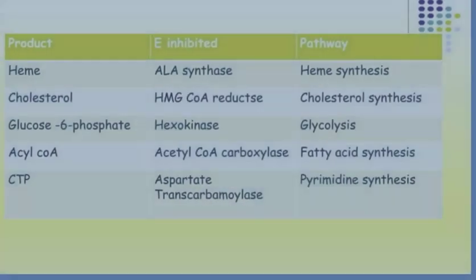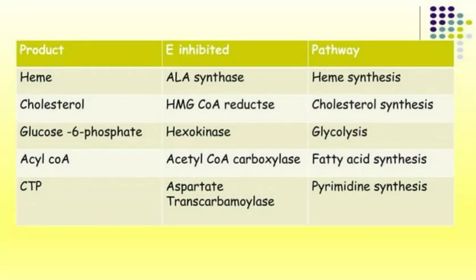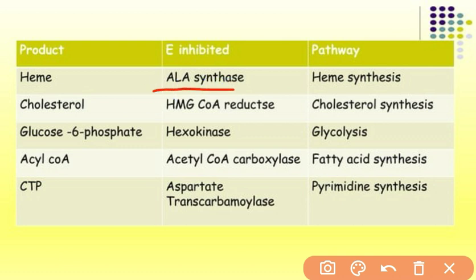Some examples of negative feedback inhibition or end product inhibition are the enzyme ALA synthase. The enzyme ALA synthase is inhibited by the product heme. ALA means 5-aminolevulinic acid synthase. This enzyme synthesizes heme in the liver and erythroid cells. ALA synthase is an allosteric enzyme and its regulation is due to feedback inhibition by heme itself. Heme is the final product of the pathway.